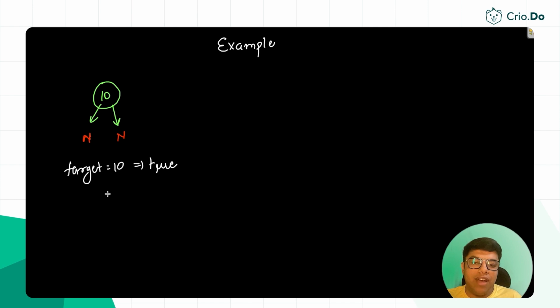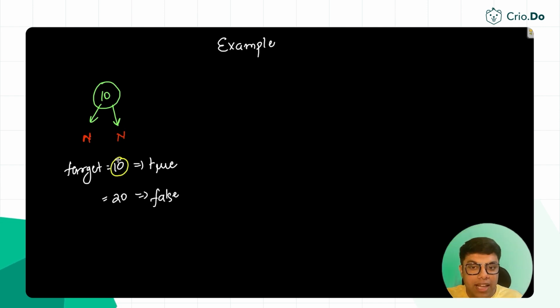But in this case, if I am saying the target is, let's say 20, is 20 present in this entire binary tree? You will say false. No, it is not present. Why? Because the root node is also not equal to the target 20. The left child does not have any node, it is null. The right child does not have any node, it is also null. So the entire binary tree does not have the target node 20.